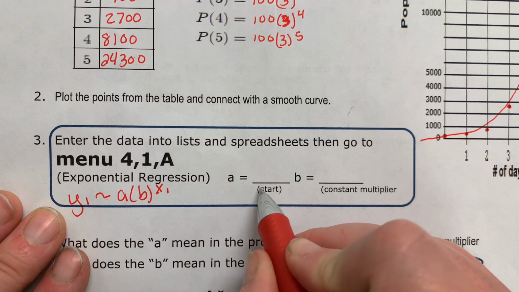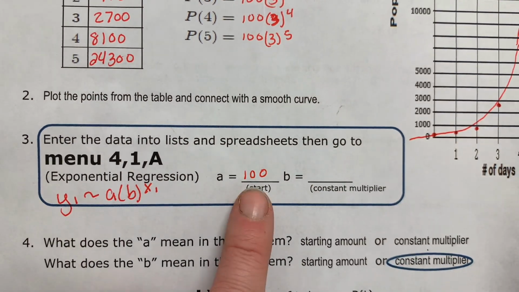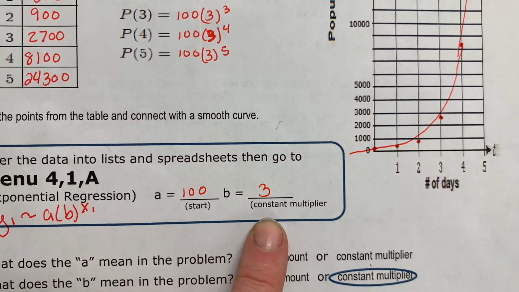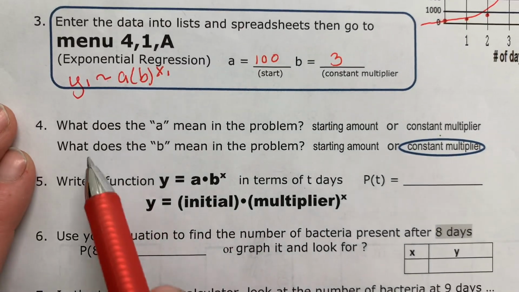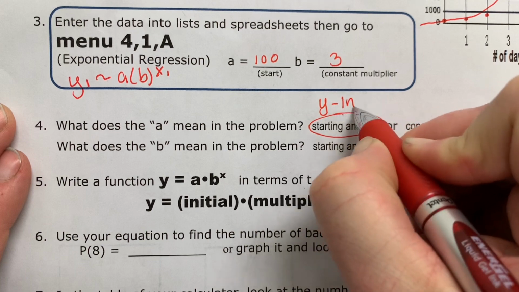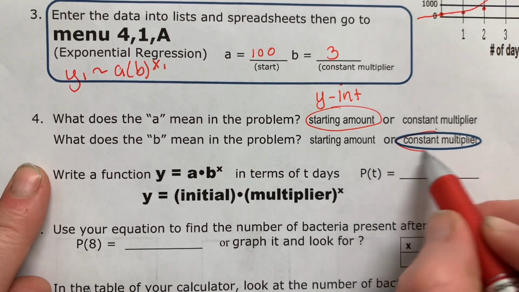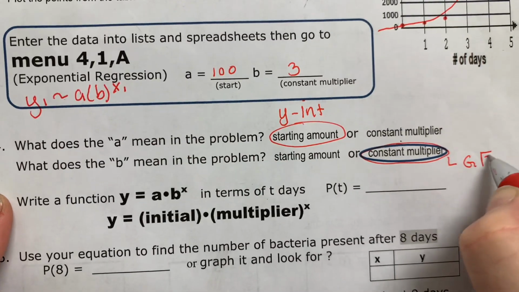So remember, my starting value here was 100 because we started with 100 bacteria. And then it grew, it tripled every day. So that's my b. So what does a mean? Remember, that's our starting amount. And above it, we're going to write y-intercept. And then what does b mean? It's my constant multiplier, and they may call it a growth factor.